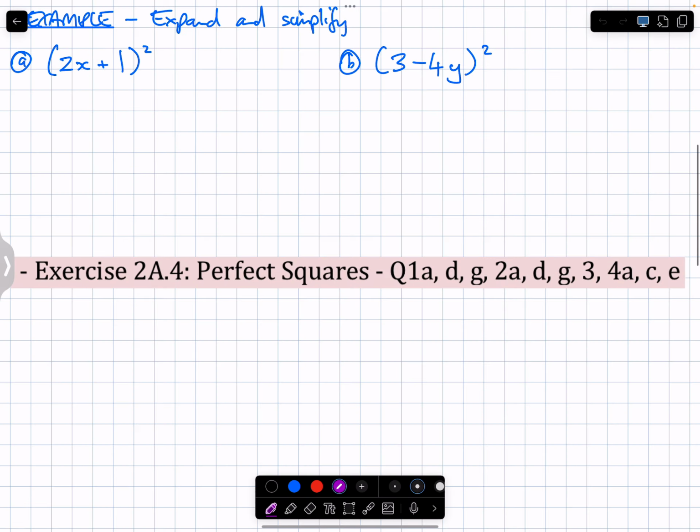Okay, perfect squares, last one. You can see these are real short.